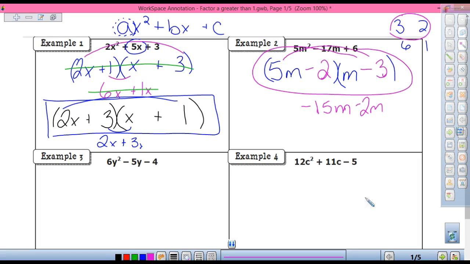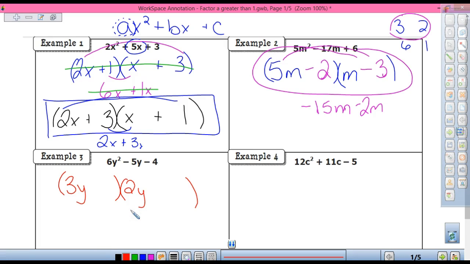Alright, so example 3. We've got 6y squared. What are my possibilities? I could use 2y and 3y. What else could I use? y and y, right? Okay, so how are you to know which one to use? Yeah, you just gotta try it. Okay, I don't necessarily like to call it guess and check, but try and check. Okay, so 3y and 2y.